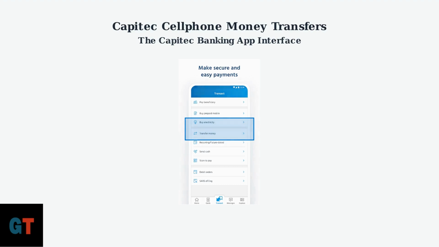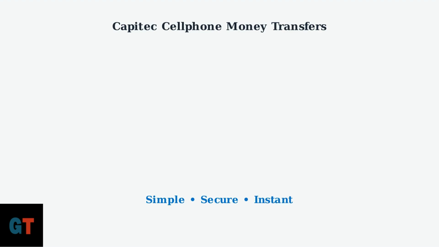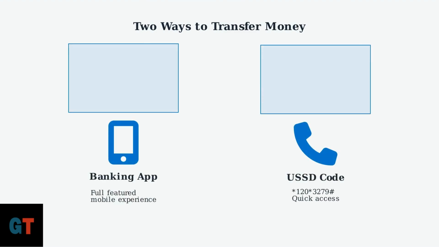been discussing. Capitec's cell phone money transfer service represents the future of digital banking. Simple to use, secure by design, and instant in delivery. This innovative approach makes sending money as easy as making a phone call. Capitec offers 2 convenient methods for transferring money using a cell phone number. You can use the full-featured banking app or the quick USSD code for instant access.